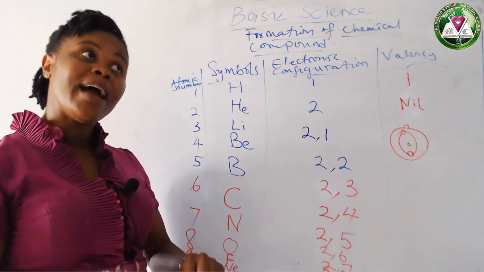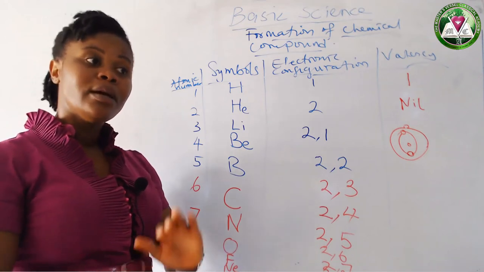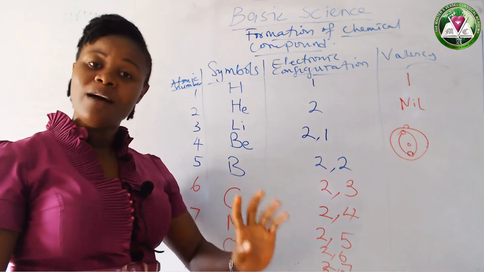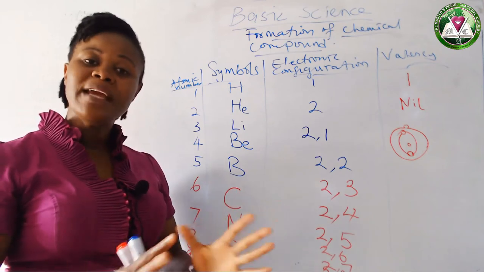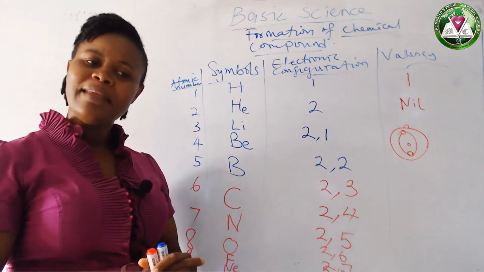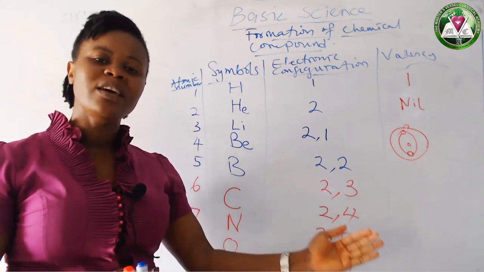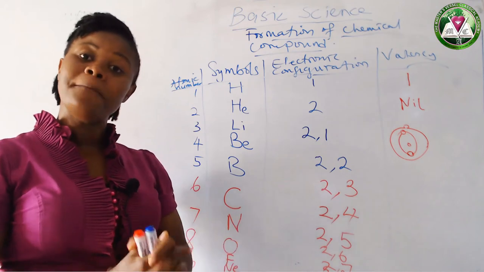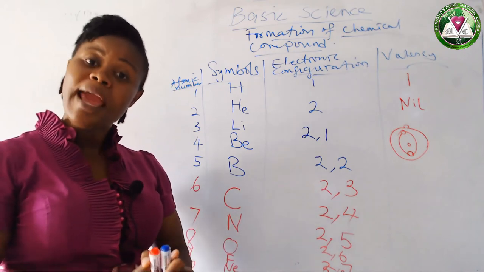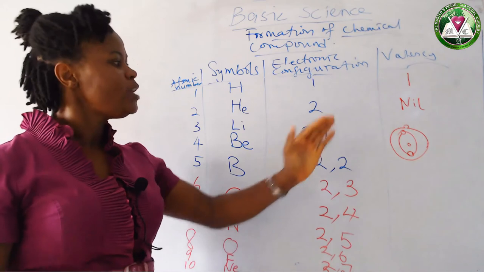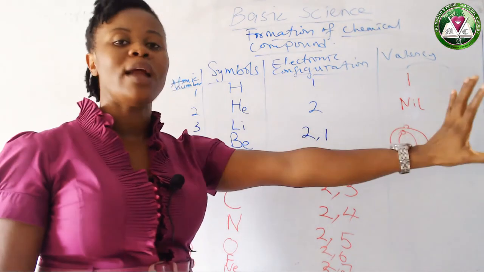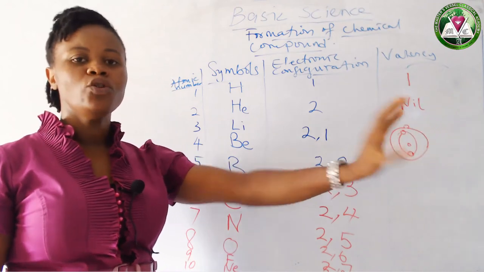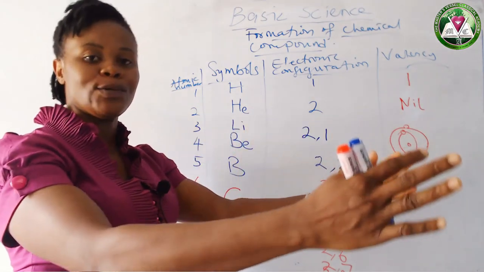I think if I have 7 biscuits and you have 1, and our teacher said we should make it up to 8, I think it will be easier for you to give me your 1 for us to combine it together and make up 8 biscuits. So it will be easier for this lithium to give out this one electron. So it will give it out.